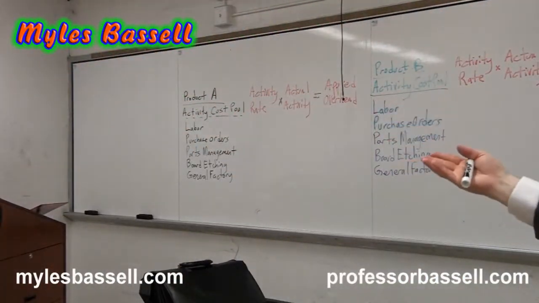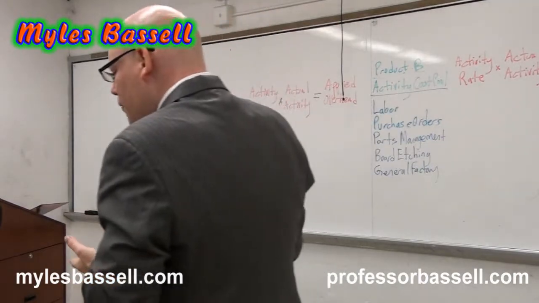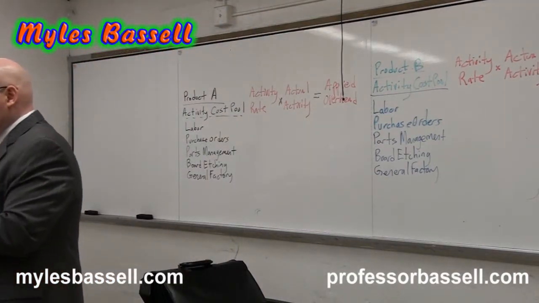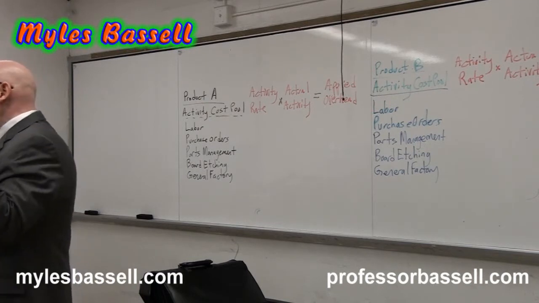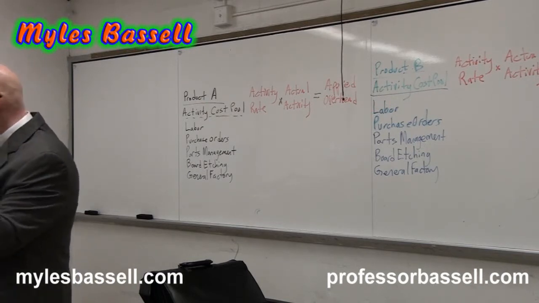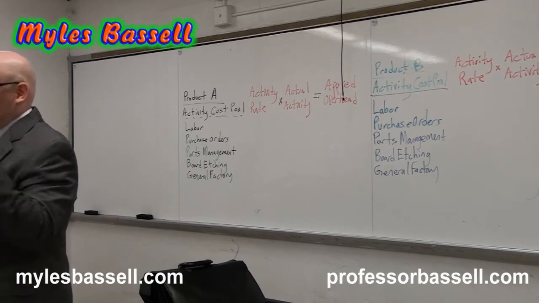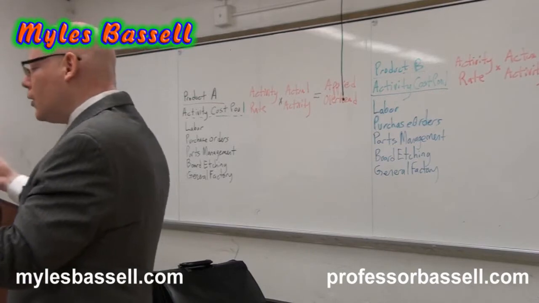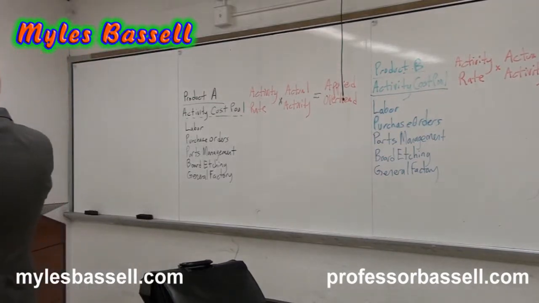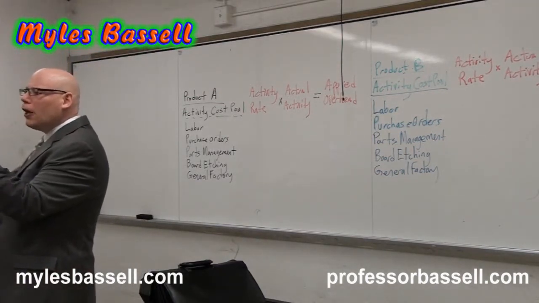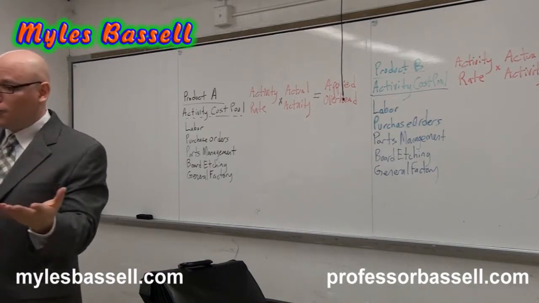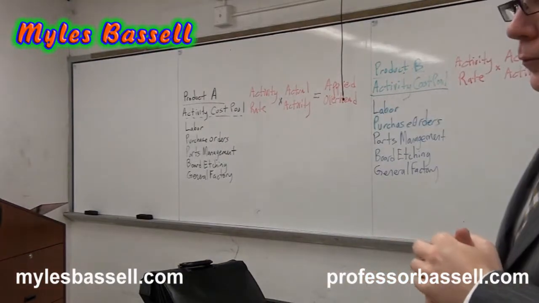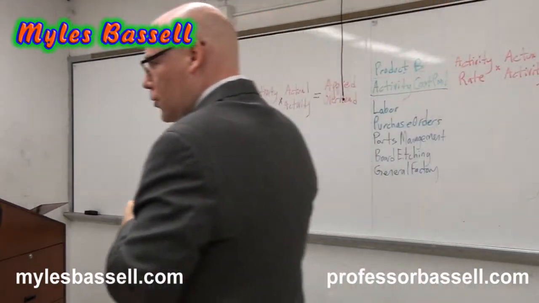But we said that many manufacturing processes have become automated. So direct labor hours is not as relevant in allocating costs. Now again, we still need to know what the direct labor hours are. We still need to know what those costs are. But it's not a relevant tool for us to assign manufacturing overhead to a particular product. So we use activity-based costing.